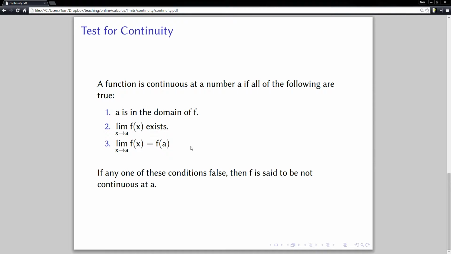If any one of these conditions is false, then we will say that f is not continuous at a. So in the examples following, we will check these three conditions and answer the question, is f continuous at a? We will check each one of these off. If any one of these conditions fails, we will stop the problem, because at that point we know the function is not continuous at that number a. If all three conditions are met, then the conclusion is that f is continuous at a. So that's what the definition is.